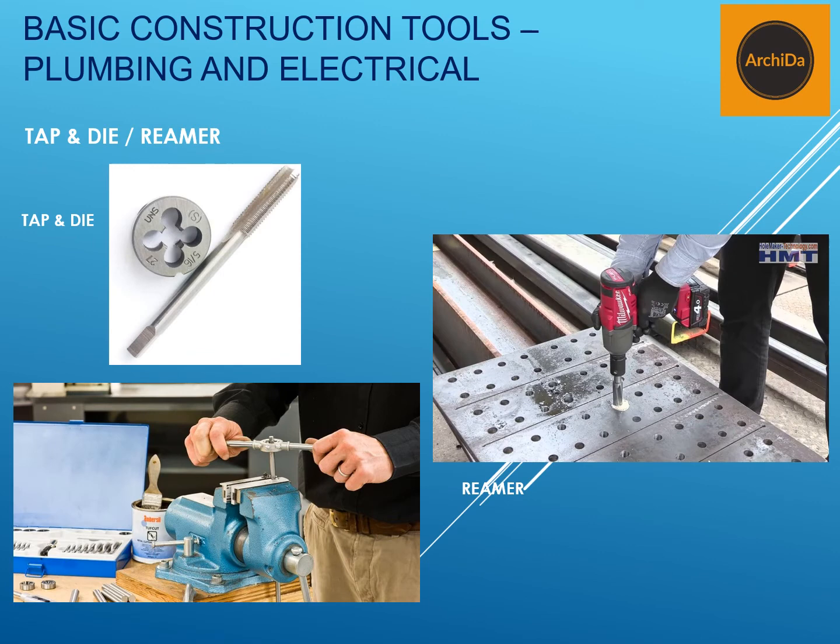Next, we deal with tap and die and reamer. Let's start with the tap and die. The tap and die system is used to create threads. You use the die, which is the circular portion here in the picture on the left, to create threads on steel rods. Meaning to say you have a smooth rod, you insert that, you turn it around, then you will have a threaded portion on that rod.